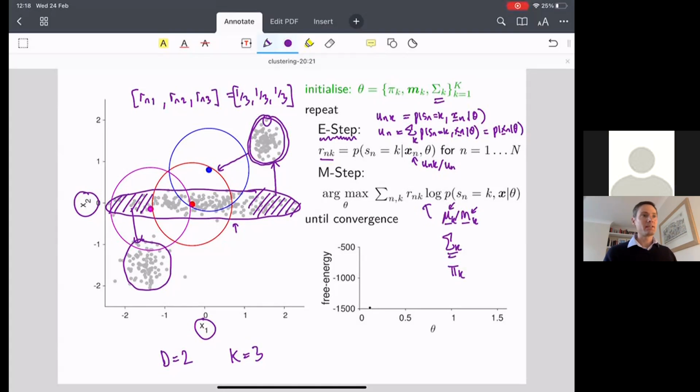In addition to these E and M steps, you need to add a couple of other lines. Firstly, an initialization step to initialize the parameters of the model. So I have initialized the prior probability of coming from each of the clusters as a third, a third, a third.